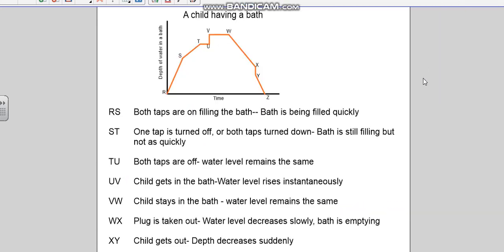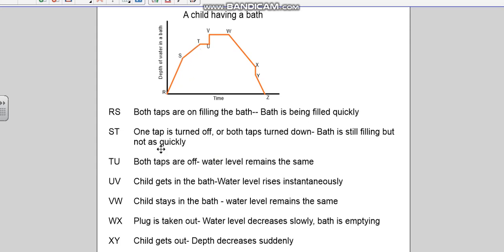Okay, so I've just put the graph in here so we can see it. So we said R to S, the water was rising quite quickly. So both taps are on and filling the bath, or the bath is being filled quickly. Okay, so S to T, the bath is still being filled, so the water height is still going up, but it's not as fast. So it might be that one tap has been turned off, or that both taps have been turned down. Okay, but it's still going up.